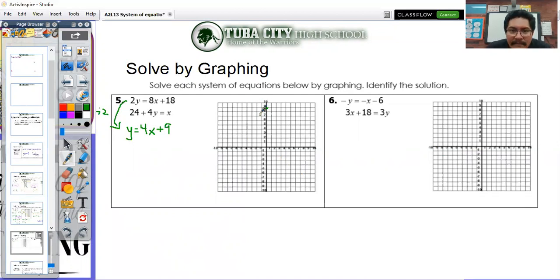So down 4 over 1, down 4 over 1. Wait, no, I think I made a mistake. 1, 2, 3, 4. All right, that about there. And then down over 1. And down over 1.